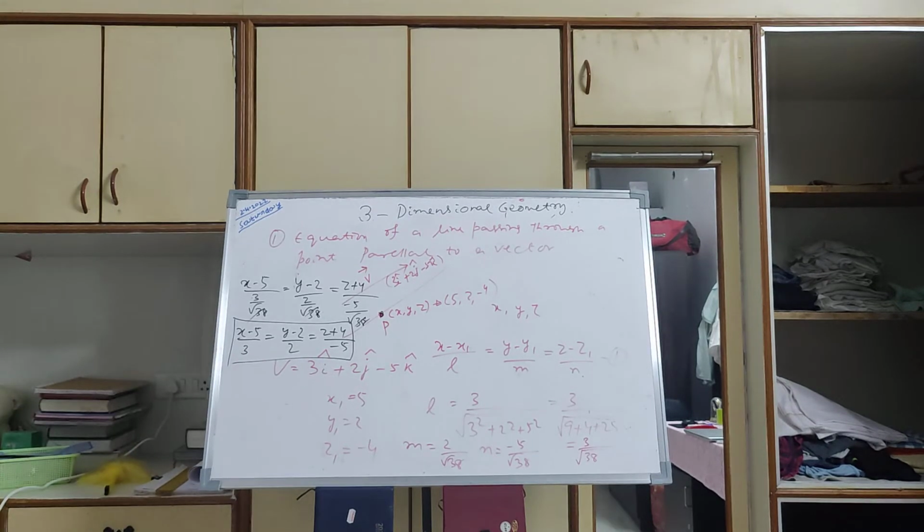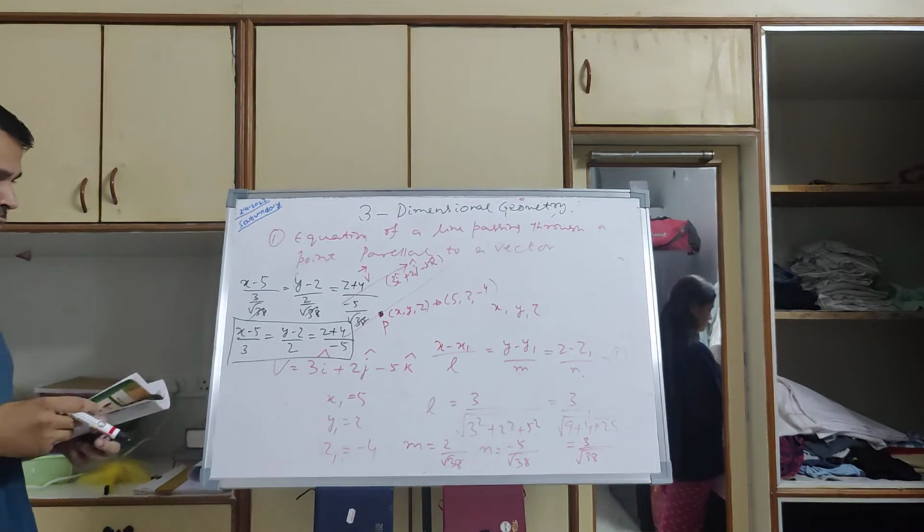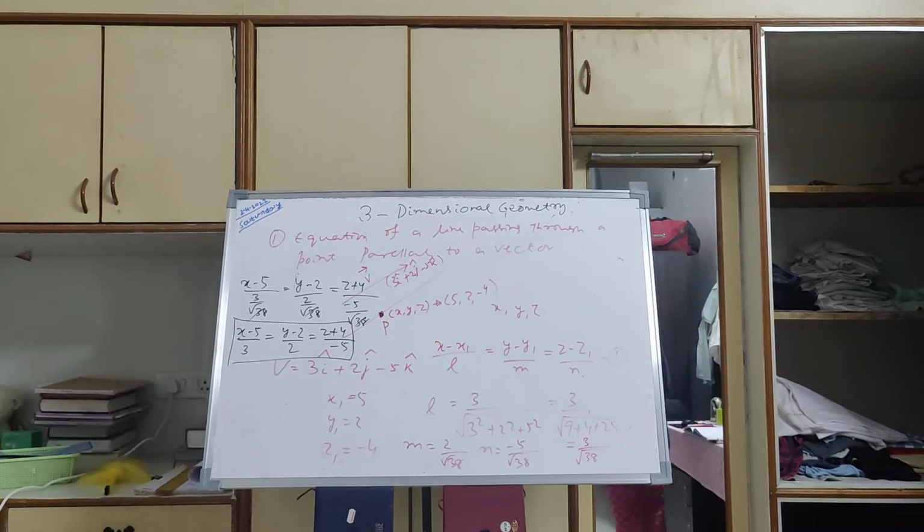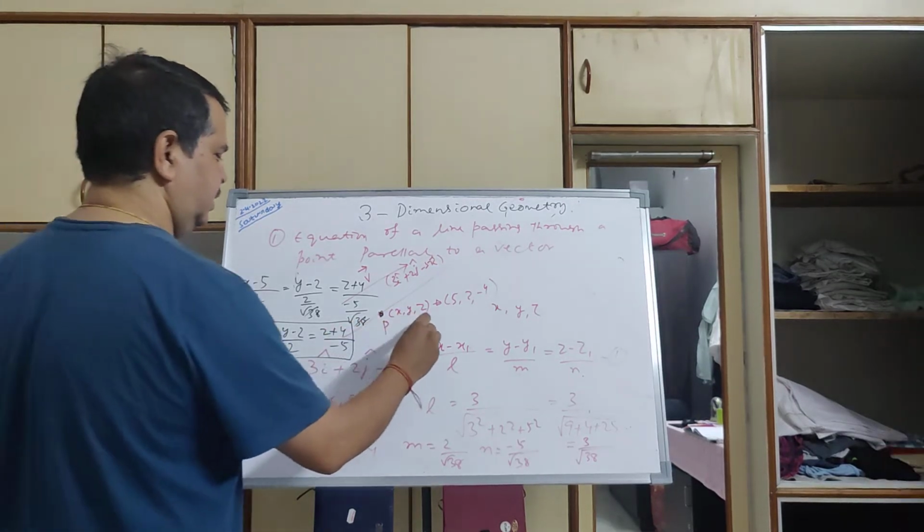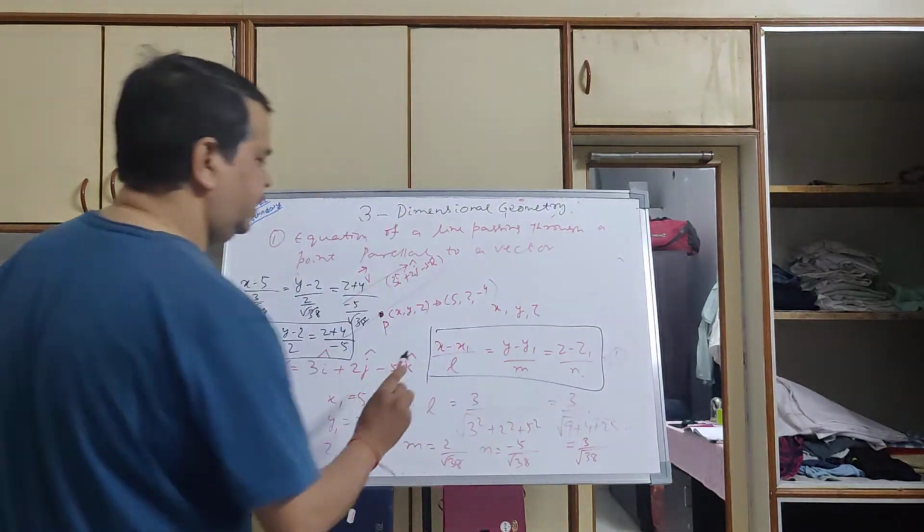So this is one numerical. This is an important numerical. One such numerical can come. So it is all about remembering this formula.